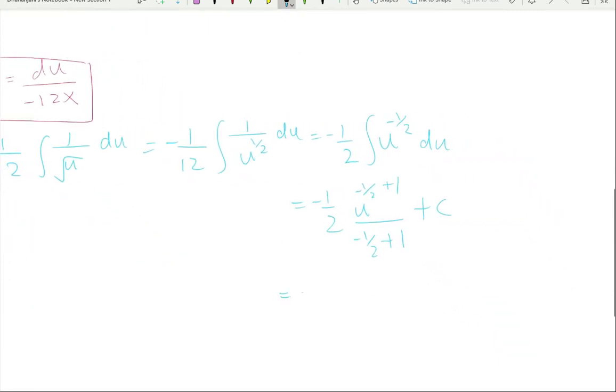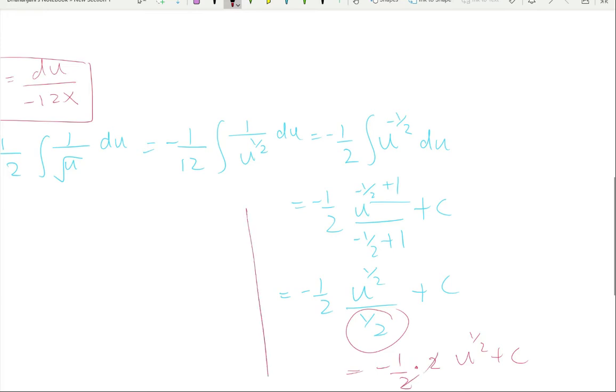Okay, so let's see what we get. Negative half. U to the negative half plus 1 is half, right? Divide by half. Now this division by half, we can write it as multiplication of the reciprocal of half, which is something that we practiced in the basic integration review series, right before this integration by substitution series. So if you take the reciprocal of half, it's 2. So negative half multiplied by 2, u to the half plus c. The 2 cancels out, so the answer, let's write it here.